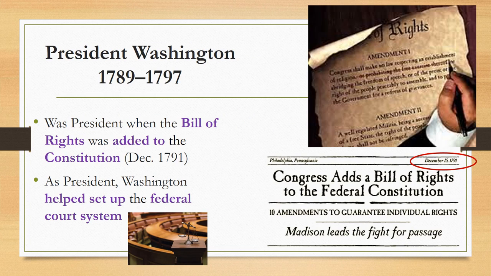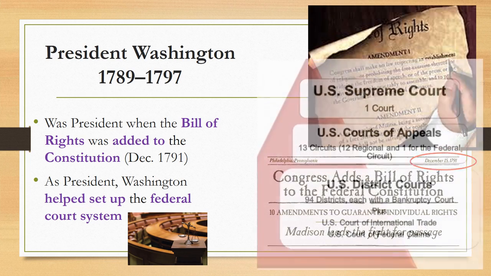President Washington was a key individual during these formative years in our nation's history. He was president when the Bill of Rights was added to the U.S. Constitution in December of 1791. And as president, Washington helped set up the federal court system.